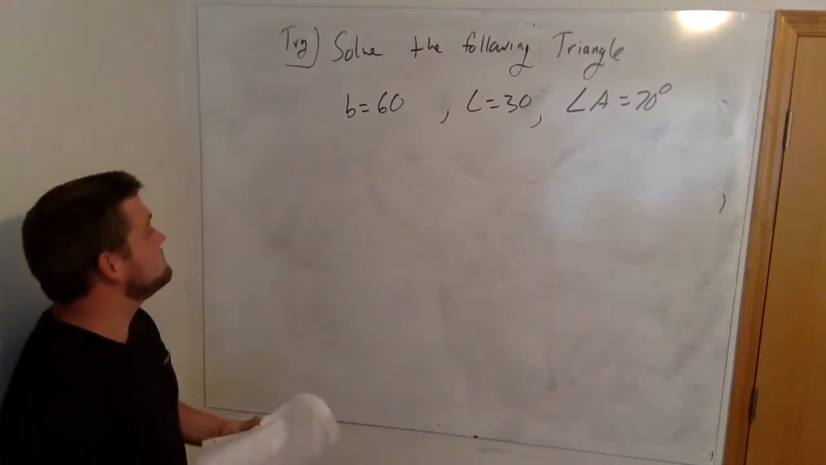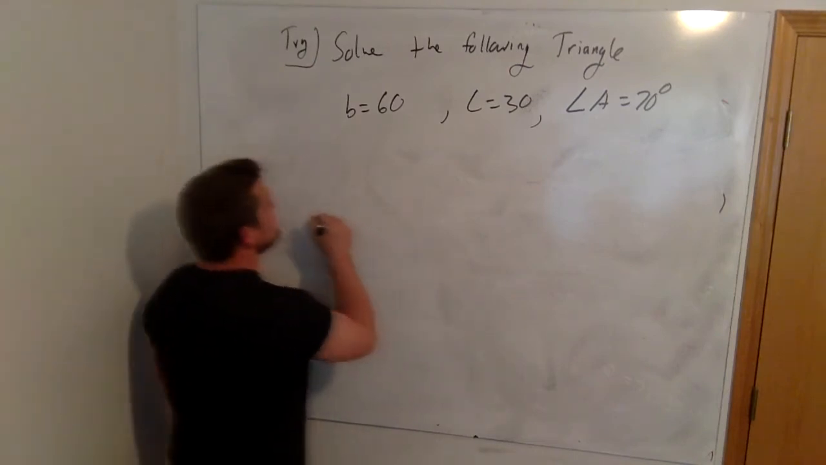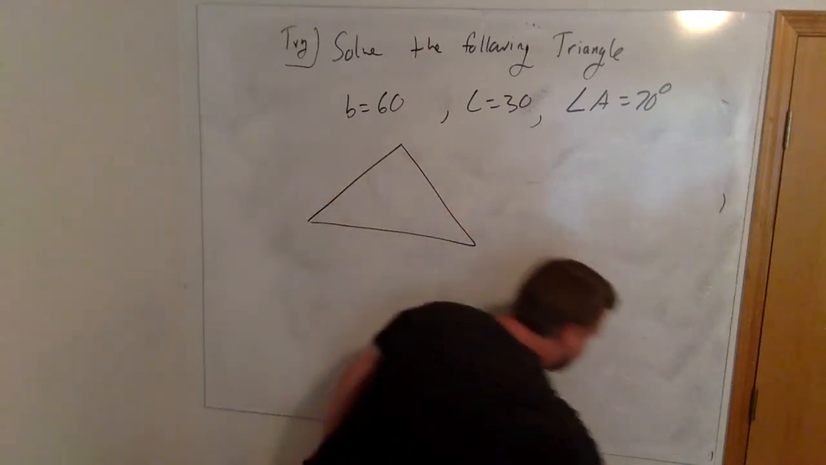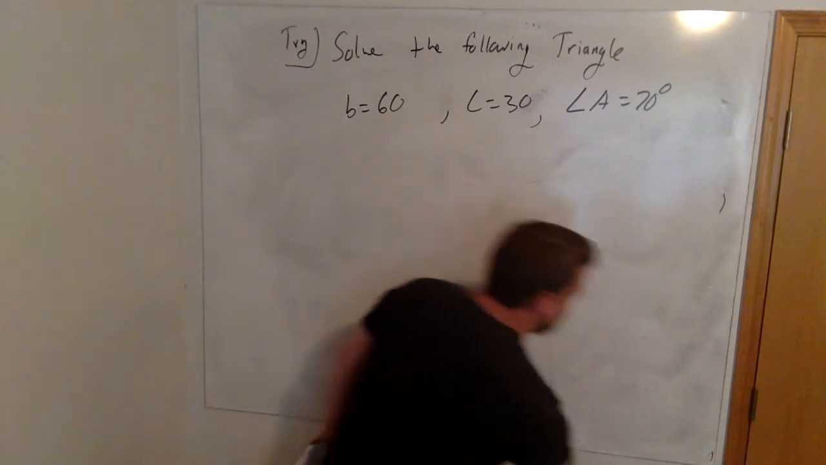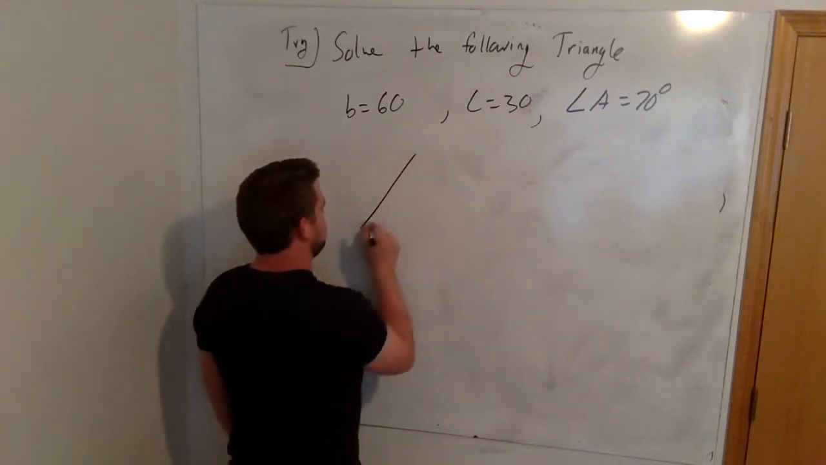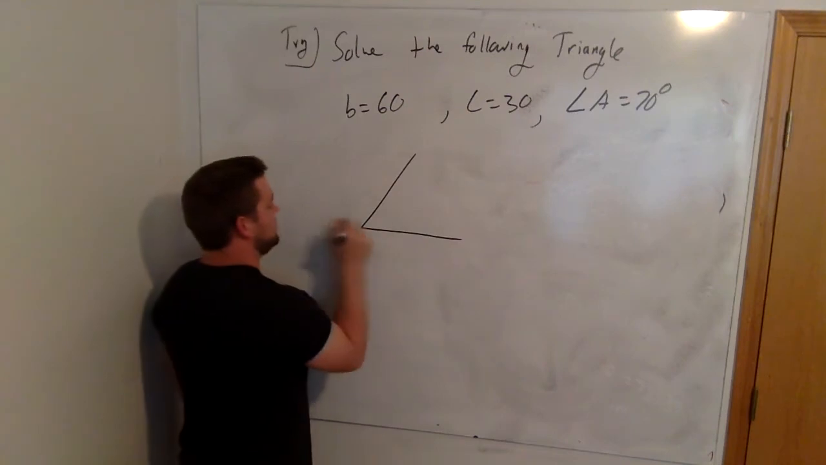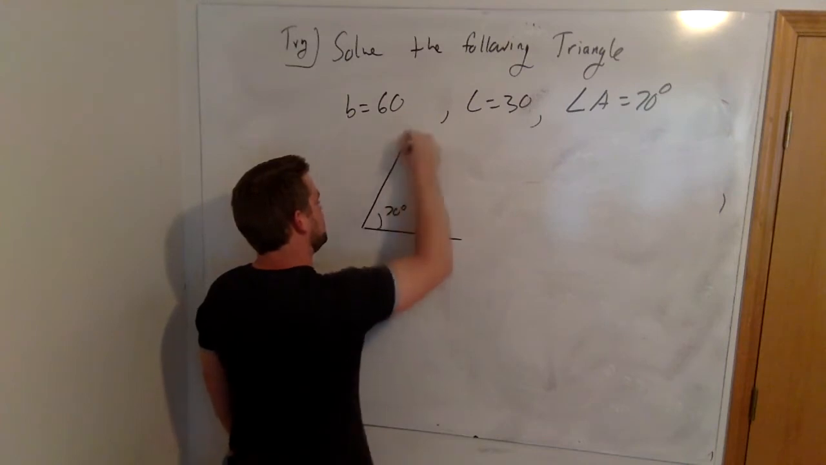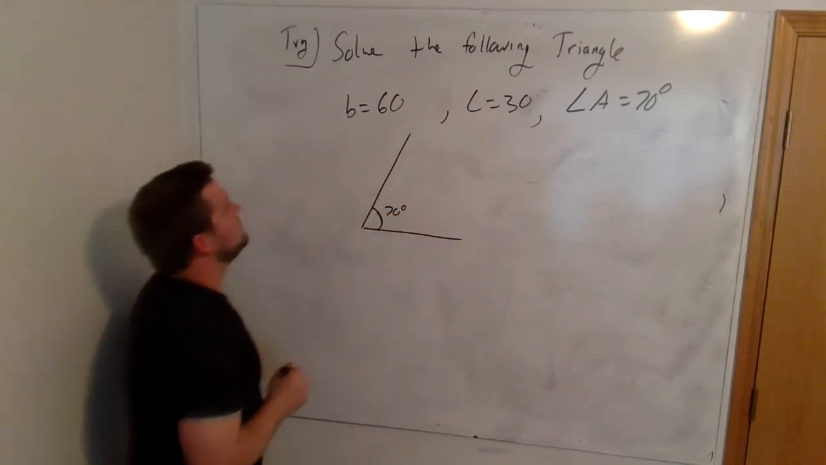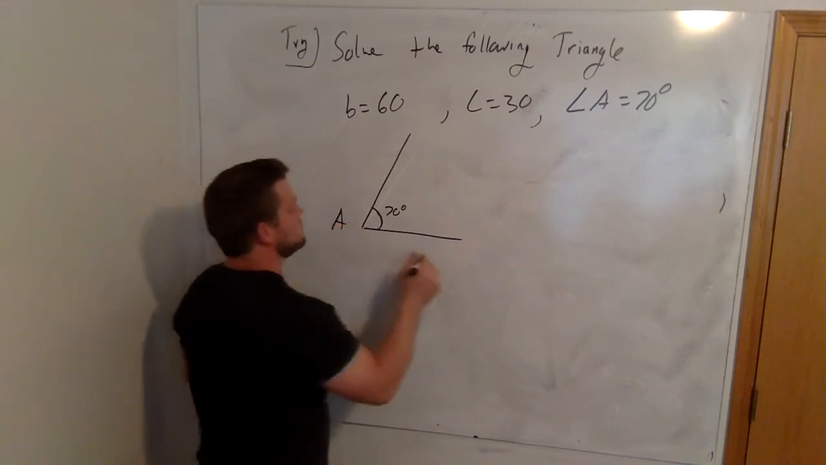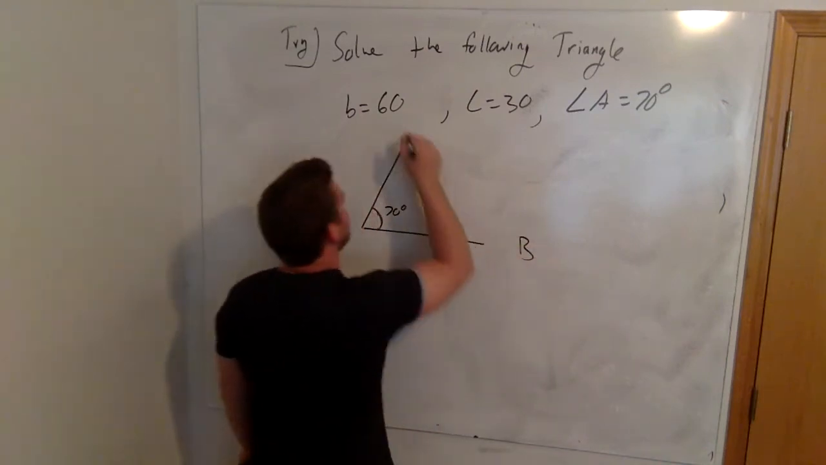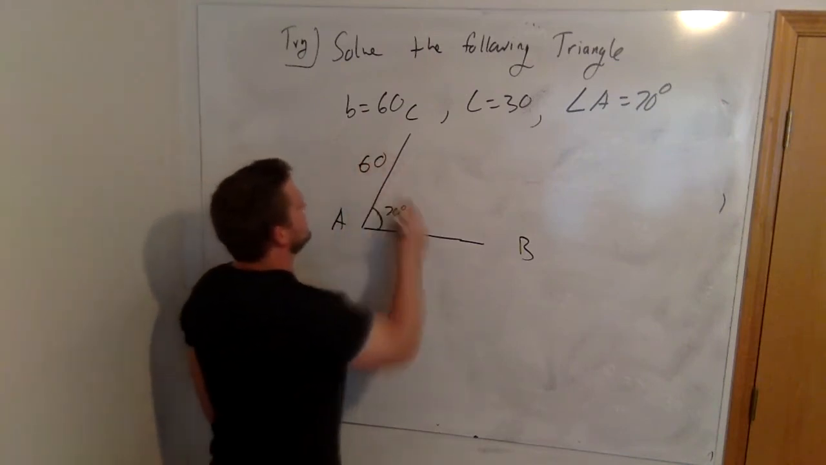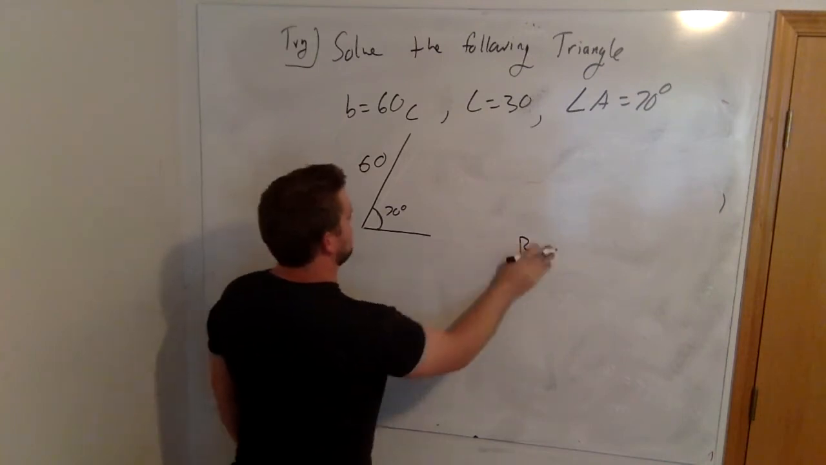Okay, let's do it. So let's draw our triangle. Angle A is 70 degrees. So maybe this is roughly 70 degrees, maybe even a little bit steeper. You don't have to be exact. So this is angle A. Here B will be over here, angle C will be here. Side length b is 60, so this will be 60, and here is half as short, so something like this.